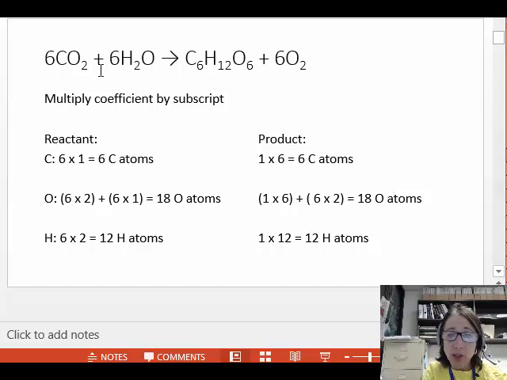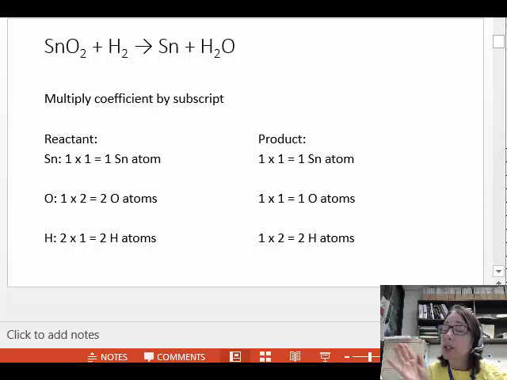Last, let's look at hydrogen. On the reactant side, hydrogen is in water. We multiply the coefficient of 6 by the subscript of hydrogen 2 for a total of 12 hydrogen atoms on the reactant side. On the product side, hydrogen is in glucose. Multiplying the coefficient of 1 by the subscript of 12, we end up with 12. Since each element in this equation has the same number of atoms on each side of the arrow, this chemical equation is balanced.